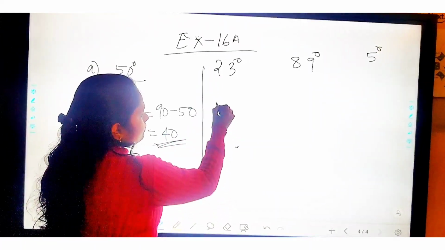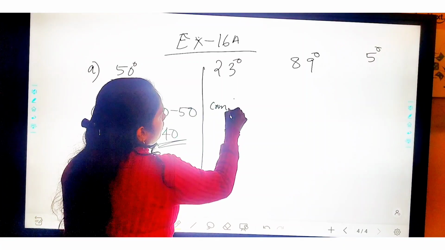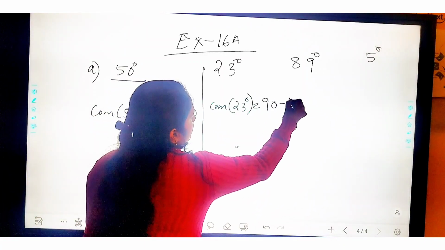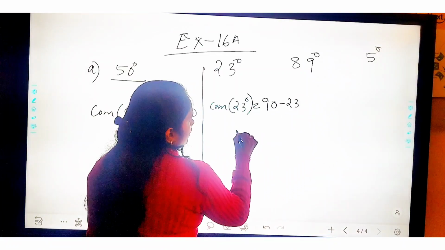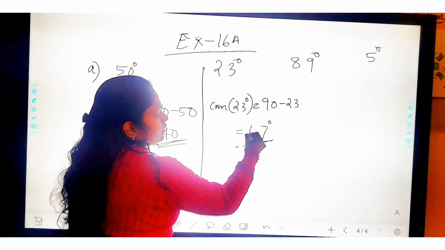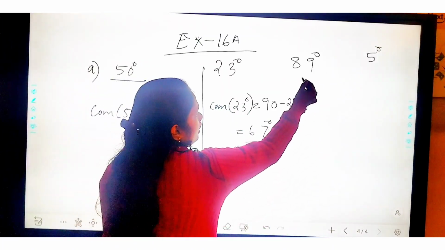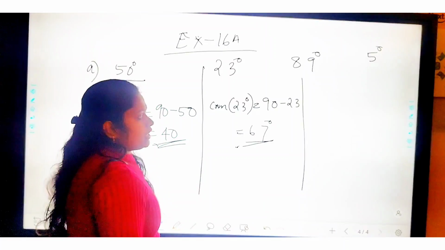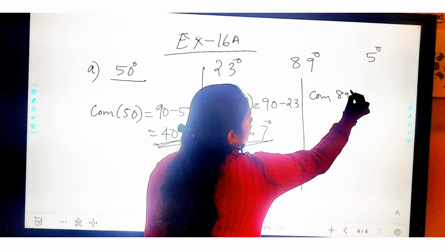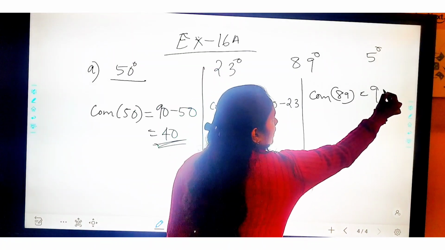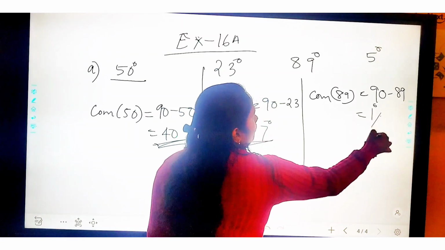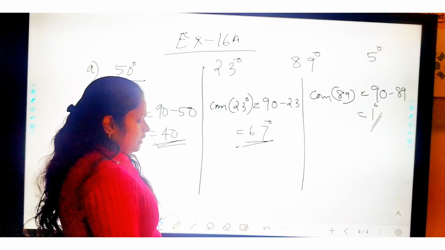Here, the complementary angle of 23 equals 90 minus 23 equals 67 degrees. Then another one is 89. The complementary angle of 89 equals 90 minus 89, that will be 1. 1 degree is the complementary angle.